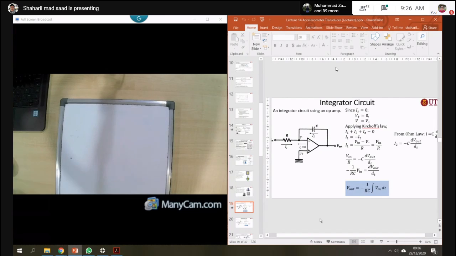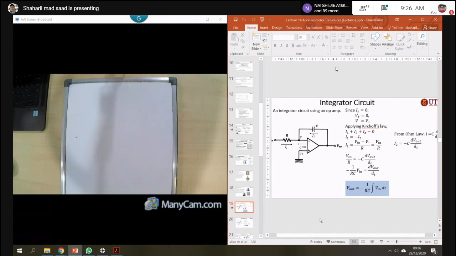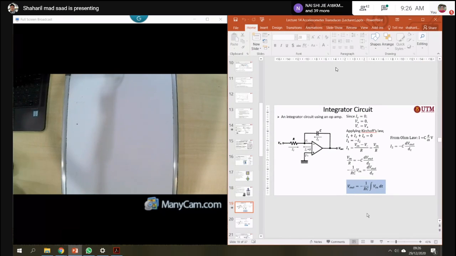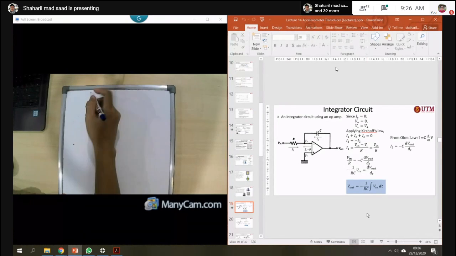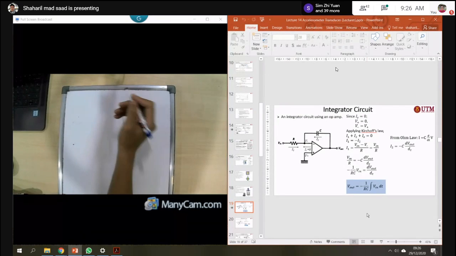Now it comes to the calculation part. Integrator circuit. Okay. Last time we learned about signal conditioning. For the accelerometer transducer, there is a signal conditioning that you will use. We call it an integrator circuit. So let me remind you.